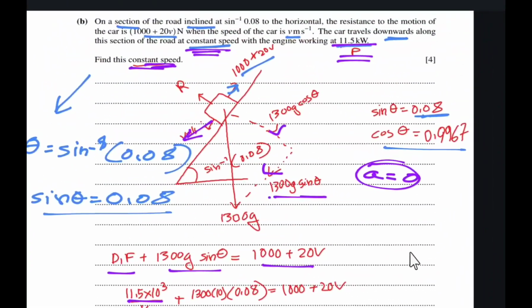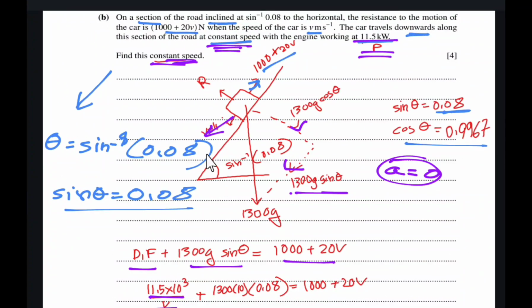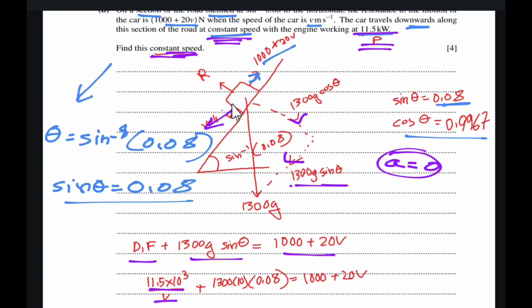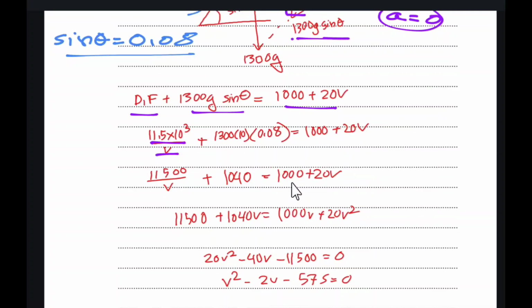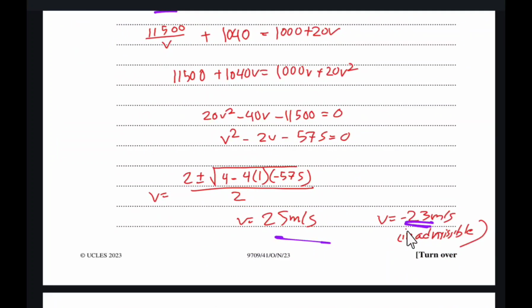But since the object is moving downwards, its speed should obviously increase. So we should get a value of positive speed and not a negative speed. So the negative value is inadmissible, or not in range, or not acceptable.